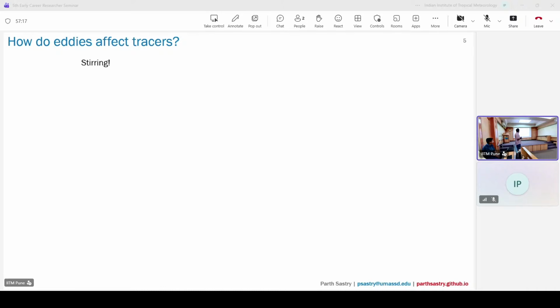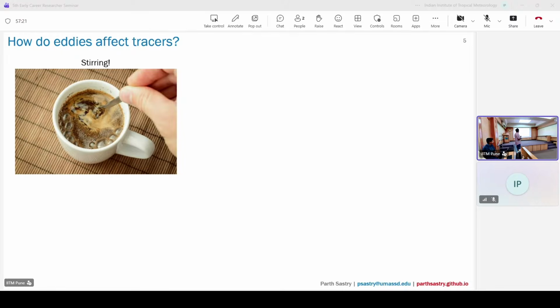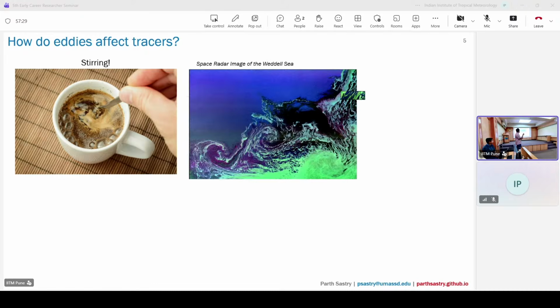Well, one of the most dominant ways that they affect tracers is by stirring. Similar to how you pour coffee into water or milk and then stir it using a spoon, eddies essentially do the exact same thing by stirring water masses around their edges. This is a false color image of, pretty sure this is chlorophyll, but could be really any tracer again. And you can see that the eddies are essentially filamenting and stirring one water mass with the other.